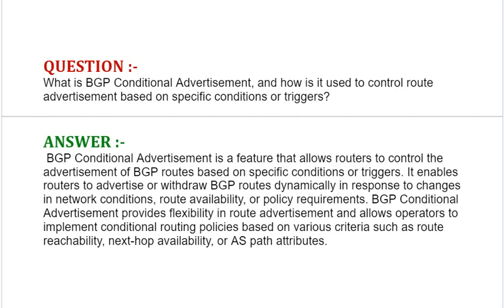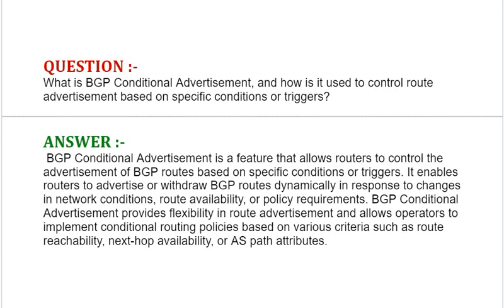Our next interview question is: what is BGP conditional advertisement, and how is it used to control route advertisement based on specific conditions or triggers? Your answer should be: BGP conditional advertisement is a feature that allows routers to control the advertisement of BGP routes based on specific conditions or triggers.